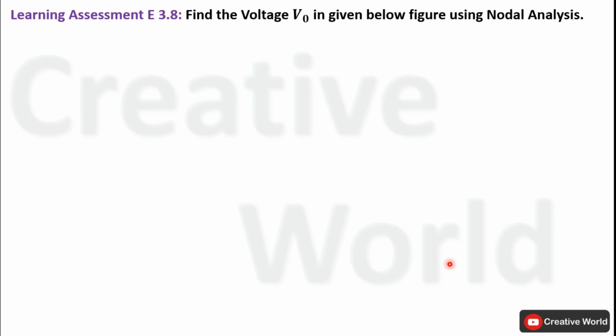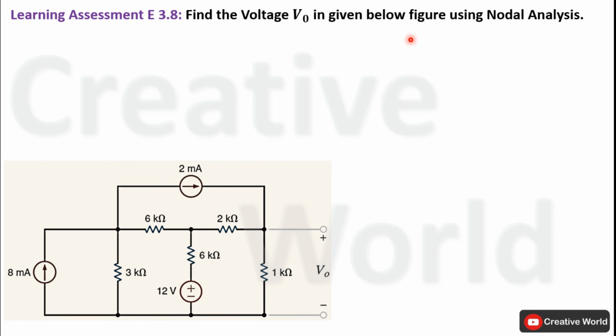Learning assessment E3.8. Find the value of voltage V0 in the given figure using the nodal analysis technique. This is the circuit diagram of the given problem. Inside this network, we have to find the voltage across this 1 kilo ohm resistance that is labeled as V0 using the nodal analysis technique. So without wasting time, let's proceed towards the solution.